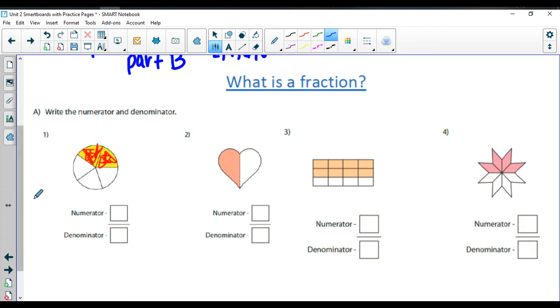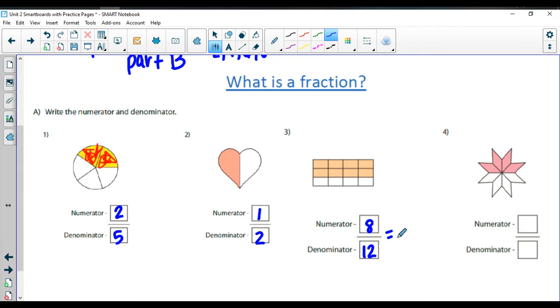Starting in the first part, it says, what's a fraction? So we're just going to be looking at numerators and denominators here. So my first fraction is shaded 2 out of 5 total. Second one, I'm going to see 1 shaded out of 2 total. In the third one, I see 8 shaded out of 12 total.